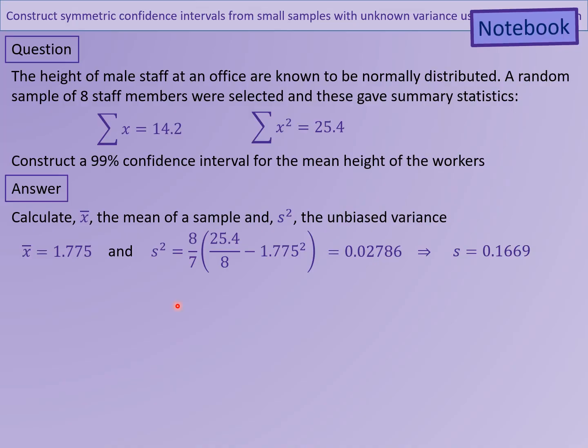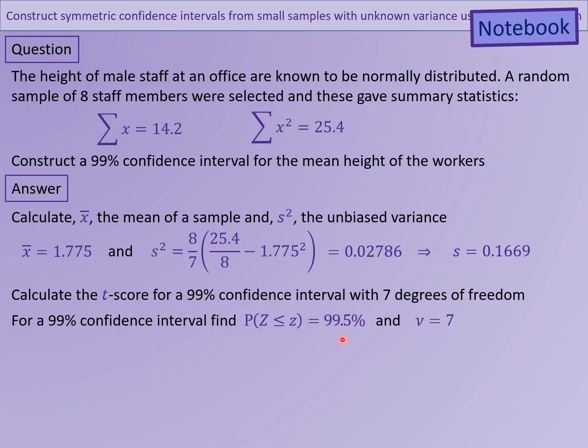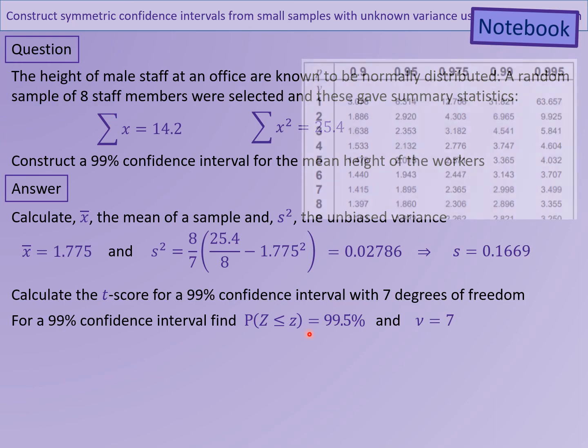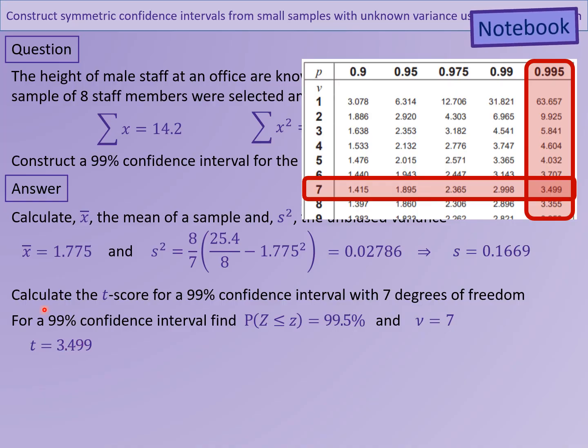I need my t-score. So I can get my t-score, 99% confidence interval. So that would leave 1% each side. Half of that is going to be half a percent. So I'm looking for 99.5, nu value of 7, because we've got 8 staff members. So grab your formula book, nu value of 7, 99.5. There we go, 3.499. Quite a big score there, which is likely because you want to be 99% confident. So the higher the confidence, the bigger the spread.